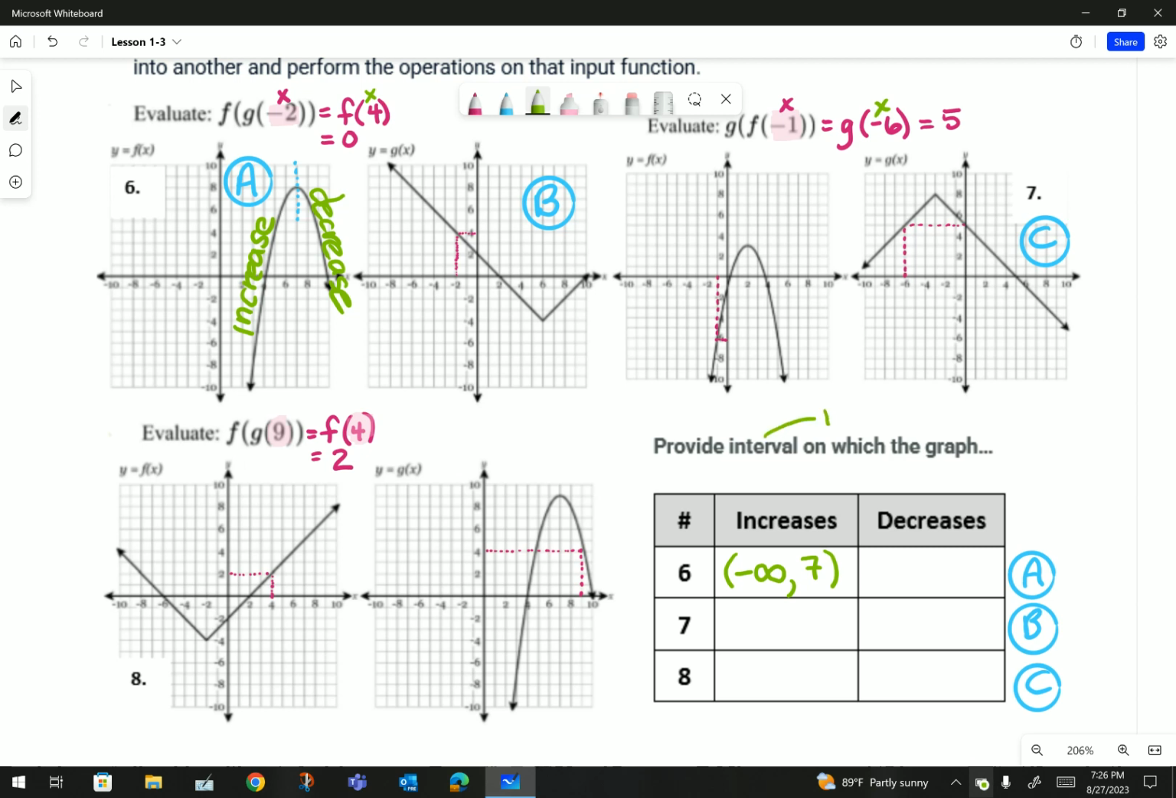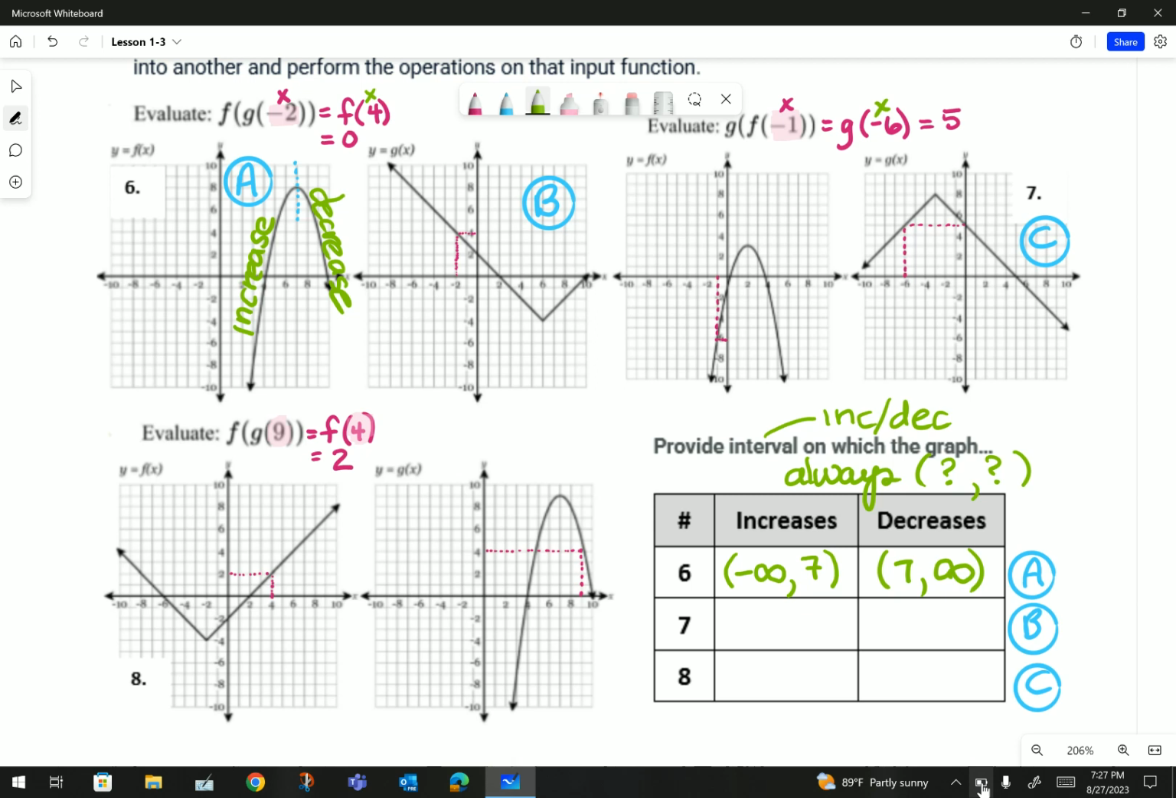Okay? Intervals of increase and decrease will always be written within parentheses. Okay? So whatever the beginning value and the ending value of where it increases and decreases, it's always going to be parentheses. Okay? And where did it decrease? It decreased after, on the other side of that vertex, from 7 all the way to positive infinity. And you're done. That's it. That's all you do. So let's do B now.